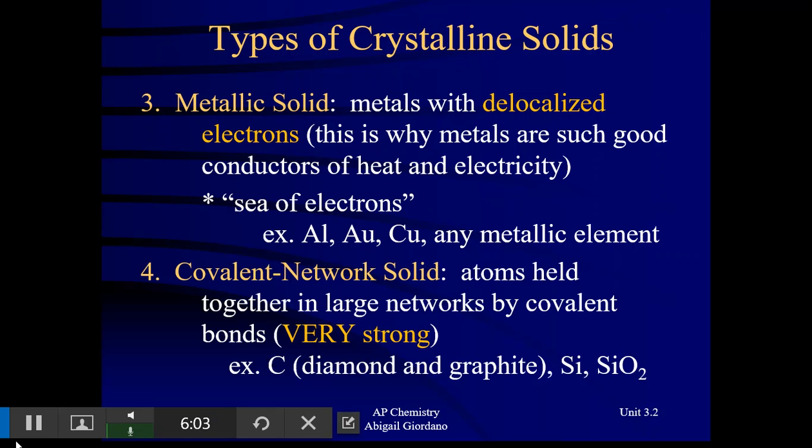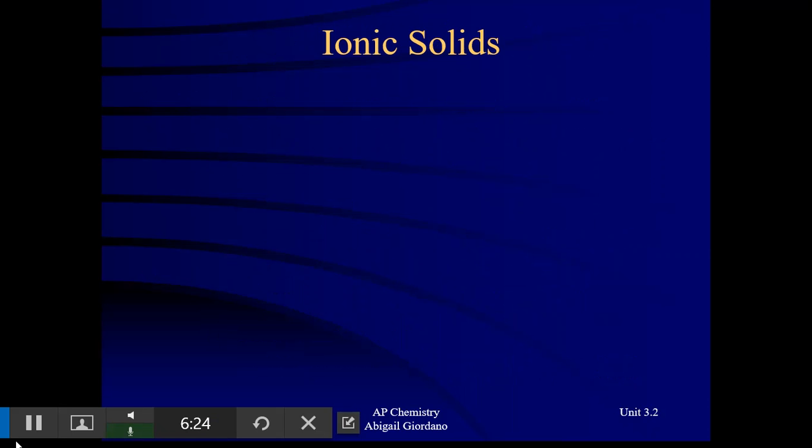The fourth type of solid is the one you might not be familiar with. It's called a covalent network solid. And these are atoms that are held together in some of the strongest bonds that exist. And we're going to talk about that type of solid in a little bit more detail in just a moment. So a lot of this is review.